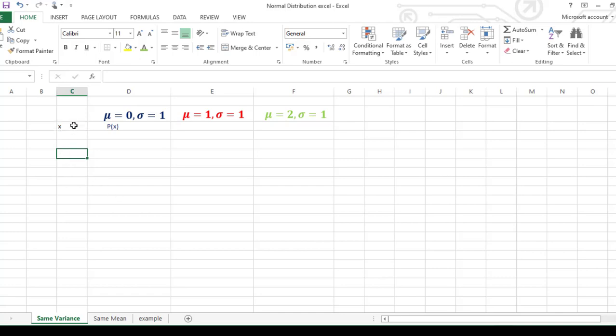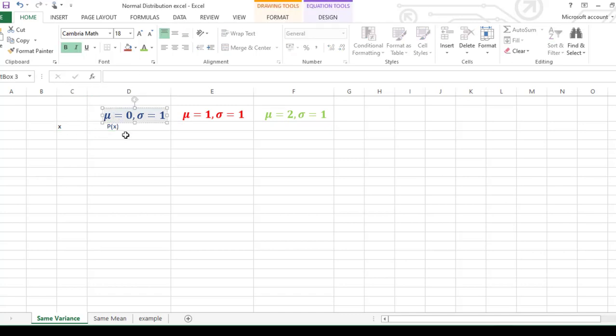Now here I have shown you mu equal to 0 and sigma equal to 1, that is mean equals 0 and standard deviation is 1. For this case mean would be 1 and standard deviation would be 1, and for this case mean would be 2 and standard deviation would be 1. So now we are going to plot the three curves for different values of mean, but the value of standard deviation for these three curves remains the same.